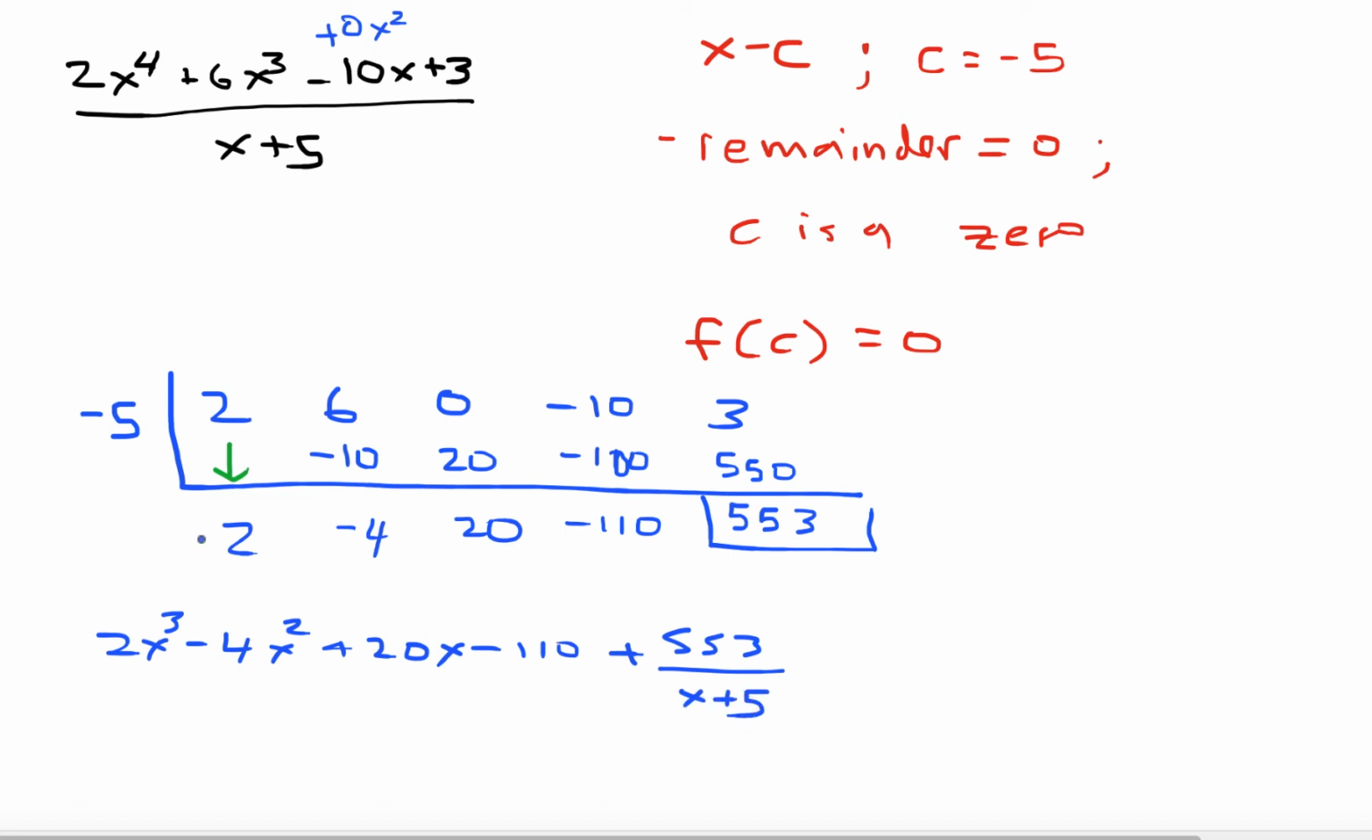But once again, we can notice one more thing here, what the remainder tells us. If this was the original polynomial and I said, hey, evaluate this at f of -5, so plug in the -5 here, plug in -5 here, plug in -5 here, and do all the work. What should the answer be? What do you think we're going to get as the answer? The answer is actually the remainder. The answer is going to be 553.